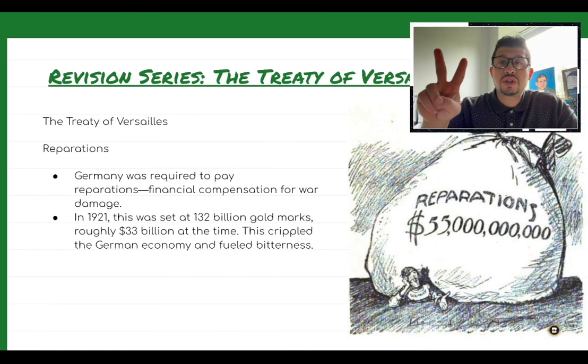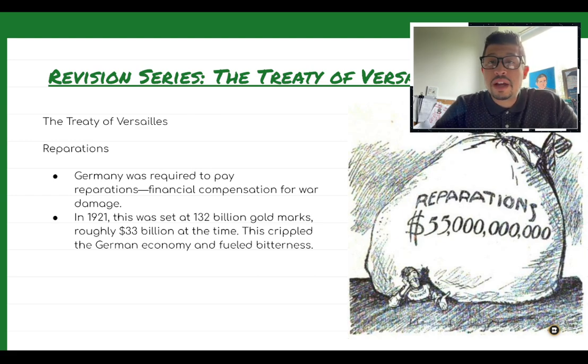Next up, Part 2 of the Treaty of Versailles is reparations. So building off of that idea that it's Germany's fault for the war, they have to pay the price tag for that war. A couple years later in 1921, the price tag is going to be set at 132 billion gold marks. That's roughly $33 billion at that time period, which is going to be a crazy economic burden on the German people.